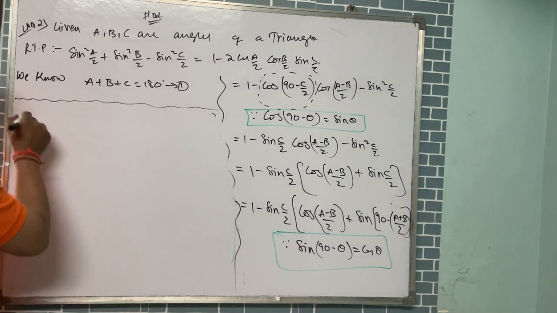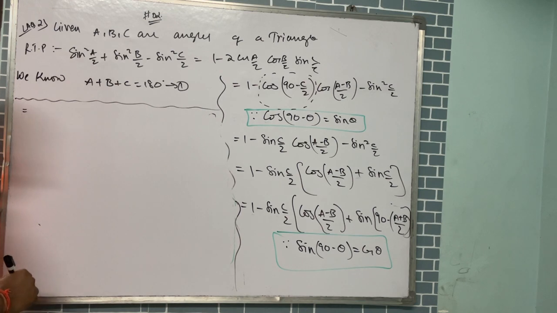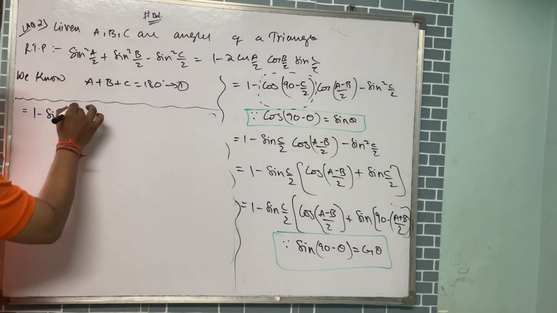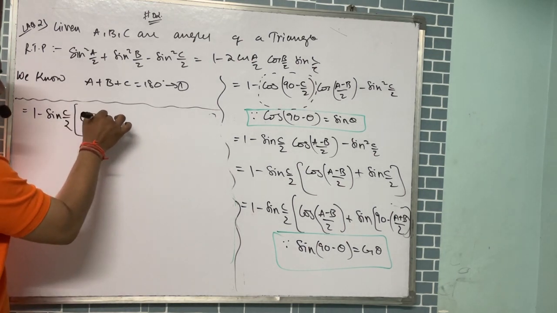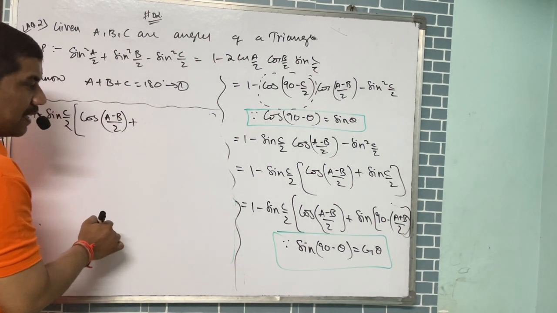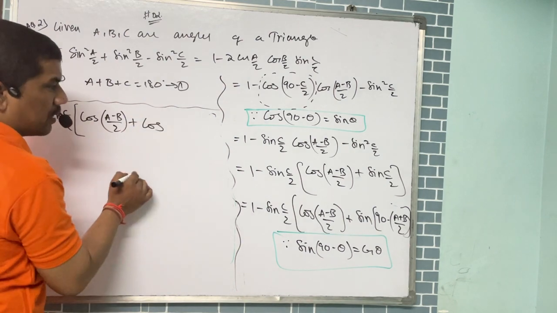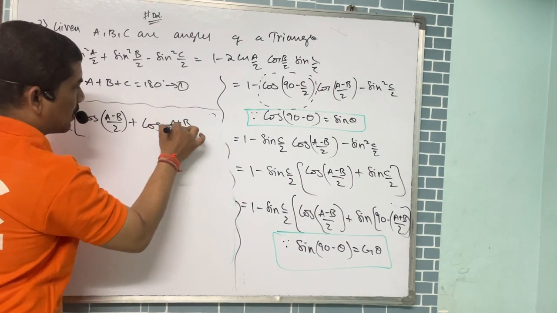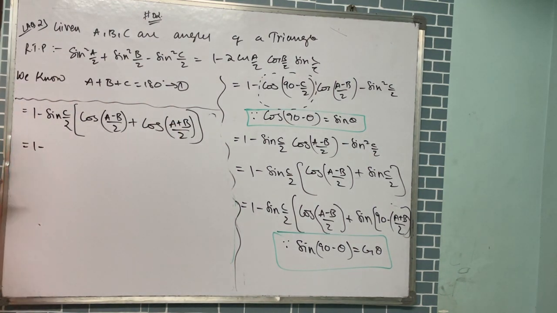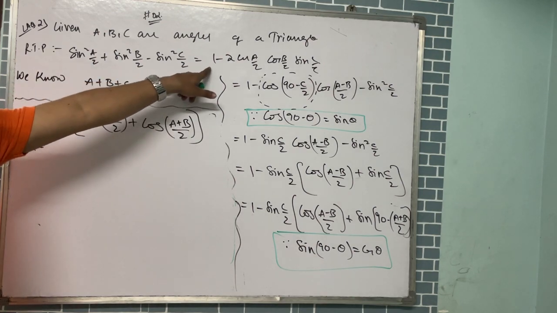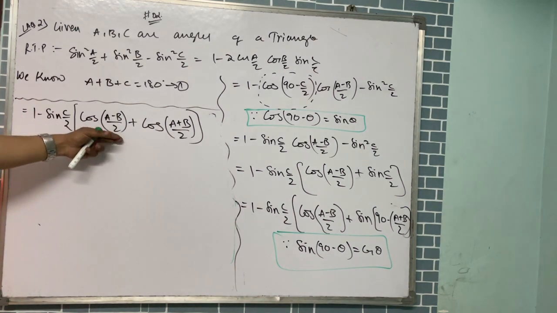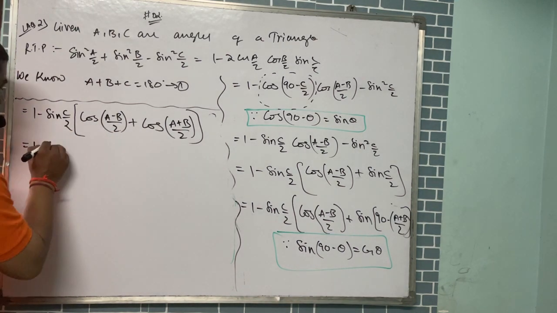Now look at student. 1 minus sin c by 2 as it is. Inside the bracket what I am doing? Cos a minus b by 2 keeping as it is. Plus sin 90 minus theta can be written as cos theta. So cos theta. What is our theta? A plus b by 2. Okay? Now 1 minus, see student, I need 1 minus sin c by 2. So 1 minus sin c by 2 I got. Here I should do some changes now. Look at now what I will do.